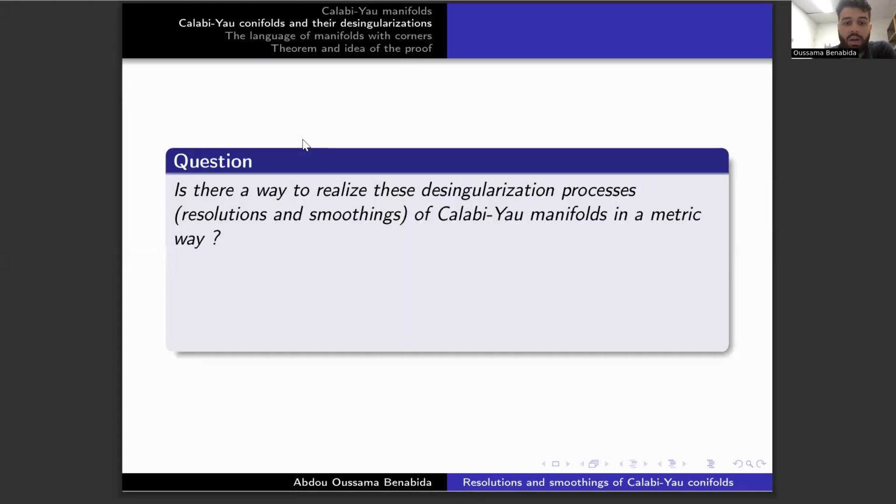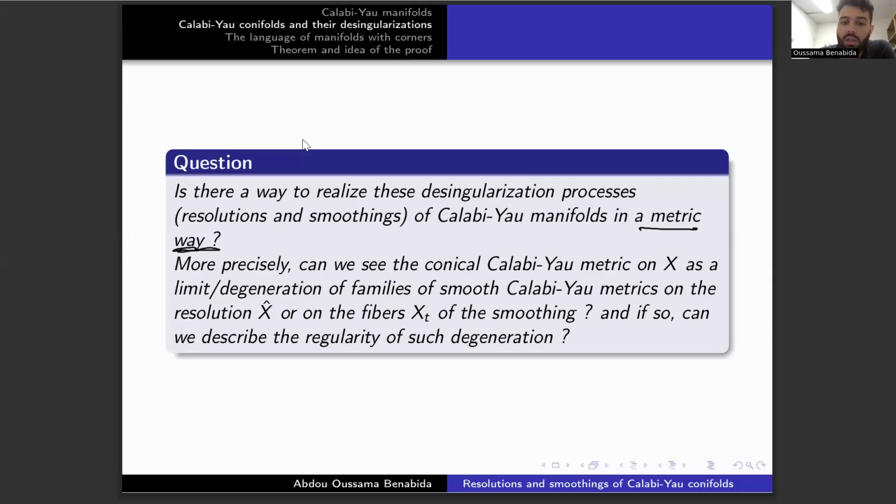And well, the question is, is there a way of realizing these algebraic processes, the desingularization, so resolution and smoothing, in a metric way? So can we put metrics on these processes? So more precisely, can we see the conical Calabi-Yau metric on X? So we said that if X is conical in the analytic sense, then it is conical in the metric sense. So it has conical metrics.